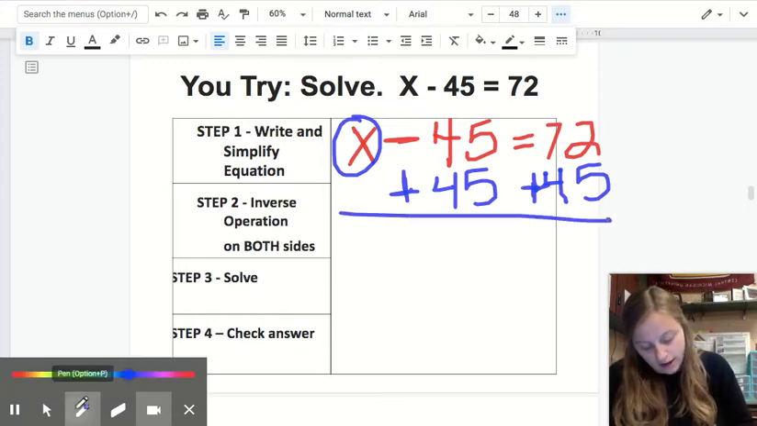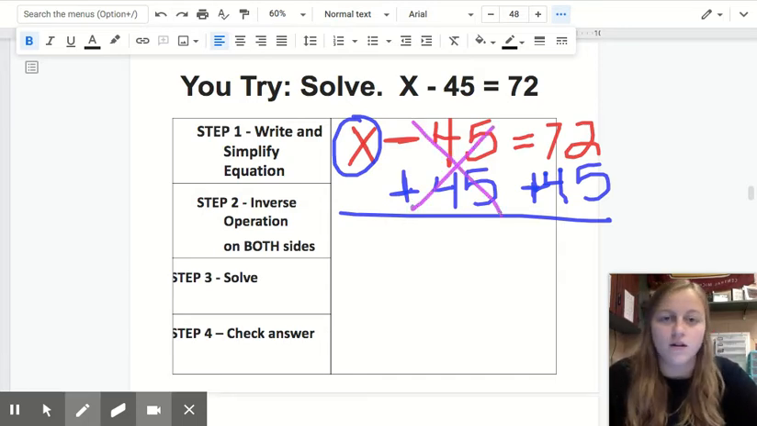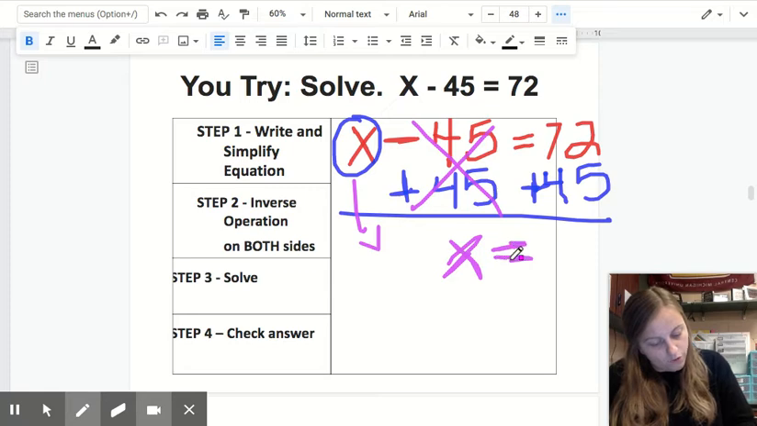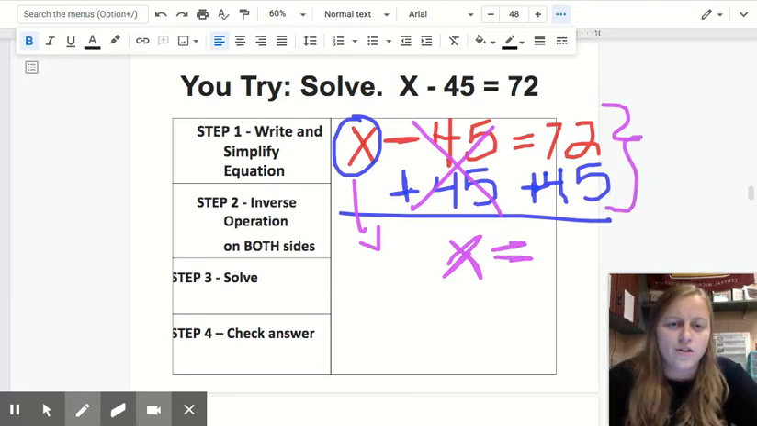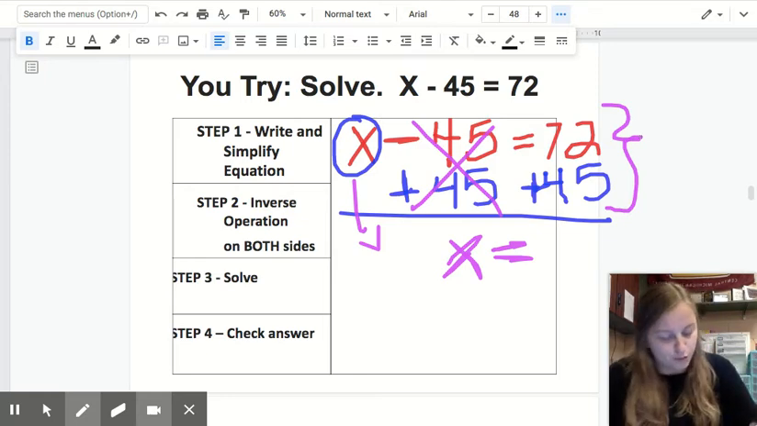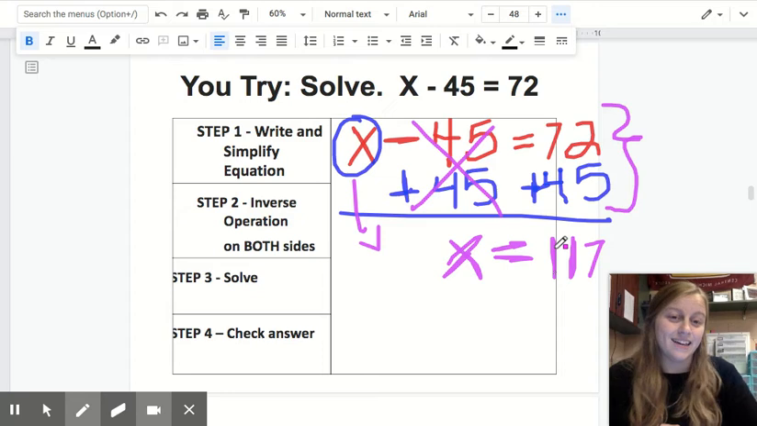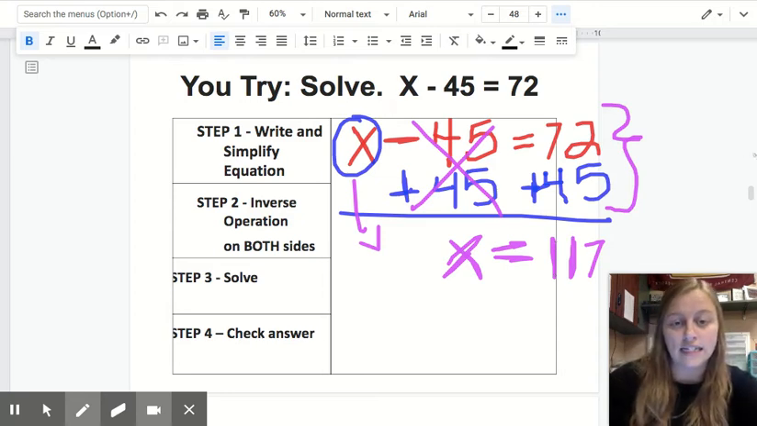All right, so here I have my minus 45 and my plus 45s cancel out. They're all gone. So all I have left is my x. I can bring it down. Over here, I have 72 plus 45. You do have calculators. If you needed, you could type it in. But I can do this one in my head. 2 plus 5 is a 7. 7 plus 4 is an 11. So I think the answer is 117.